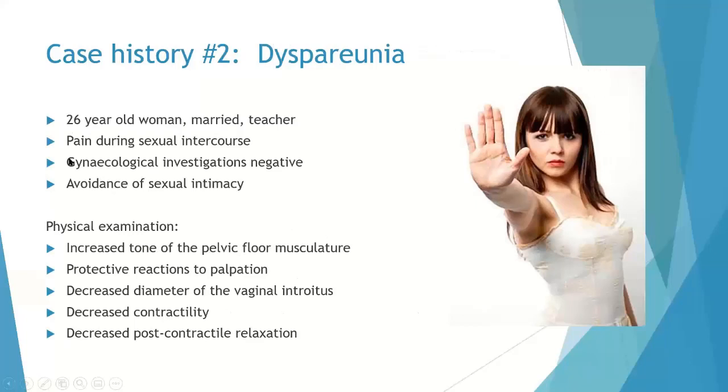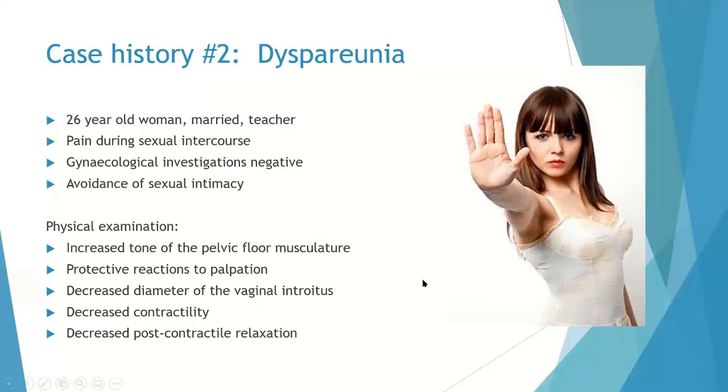So the next patient is a 26-year-old woman who's married. She's a teacher and she has pain during sexual intercourse. She went to the gynecologist. She's actually seen 5 gynecologists and everything was negative. And one of the gynecologists finally said, why don't you try physiotherapy? And she was avoiding all forms of sexual intimacy, meaning she didn't even want to kiss her partner because she was worried that that might lead to potential intercourse and failure and pain. So she was avoiding everything altogether.